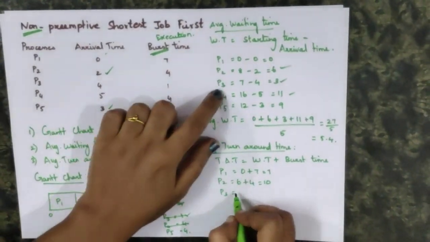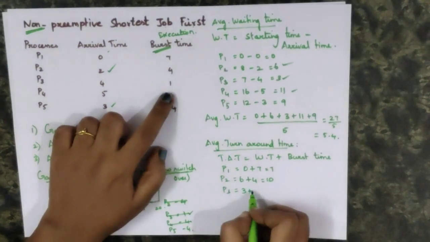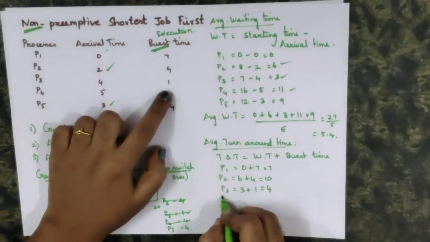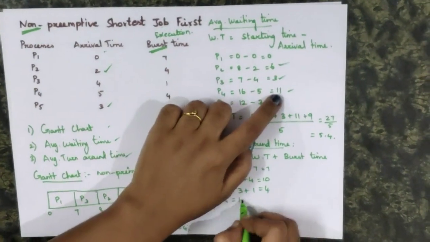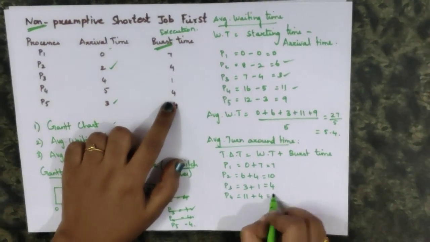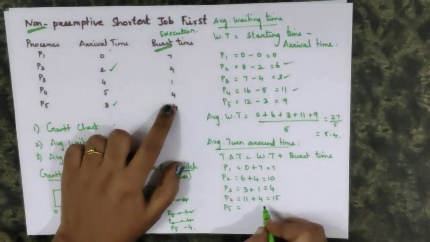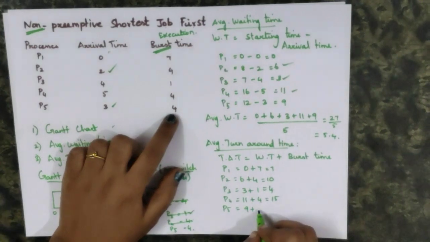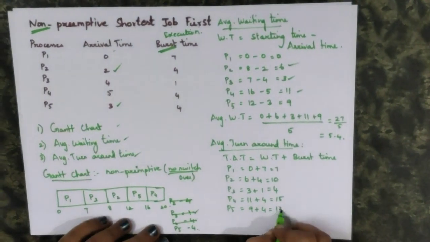For process P3 the waiting time is 3 and its burst time is 1, hence 4. For process P4 the waiting time is 11 and its burst time is 4, hence 15. And for process P5 the waiting time is 9 and its burst time is 4, hence the answer is 13.